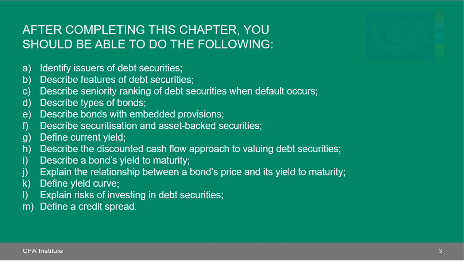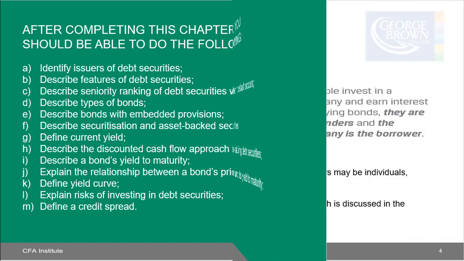I, describe a bond's yield to maturity. J, explain the relationship between a bond's price and its yield to maturity. K, define yield curve. L, explain risks of investing in debt securities. And M, define a credit spread.